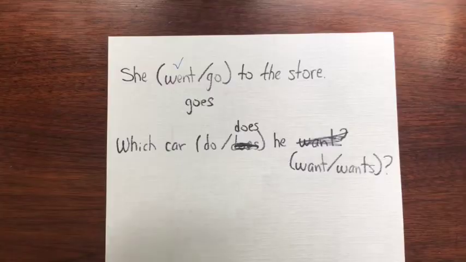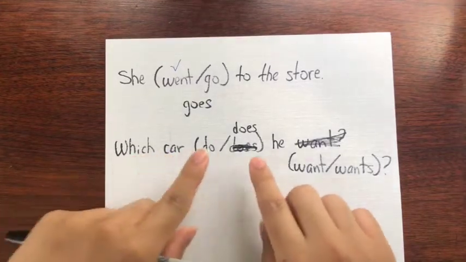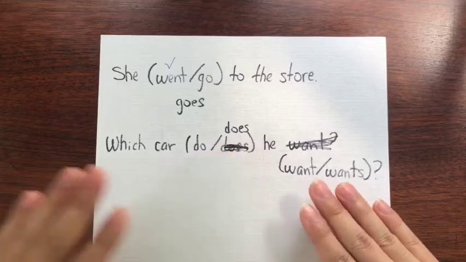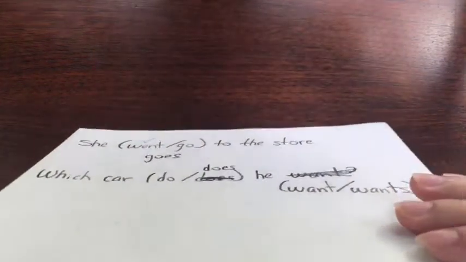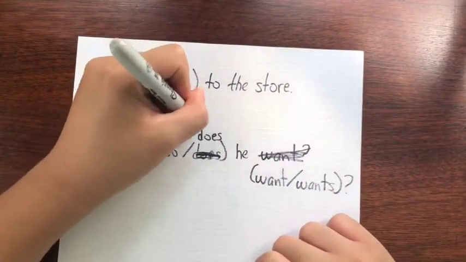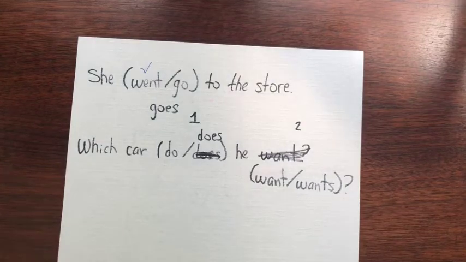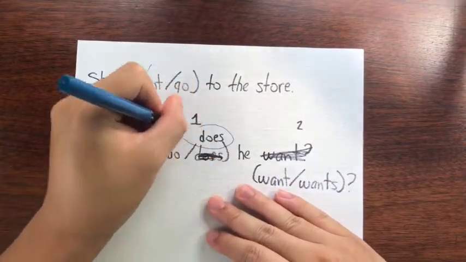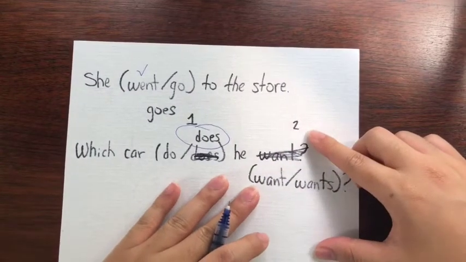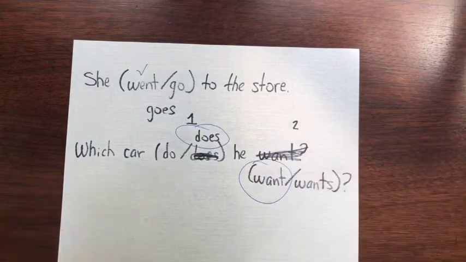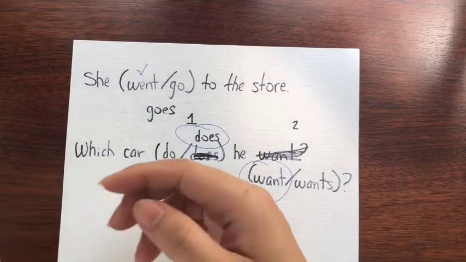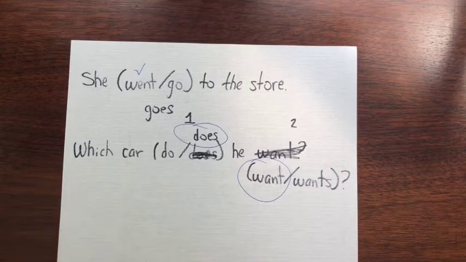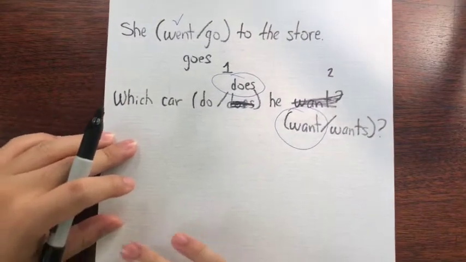What about... Okay, so now we have the sentence, which car do or does he want or wants? So what's the correct answer for these two verbs? Well, let's see. This is the first verb, and this is the second verb in the phrase. So which car? He. With he, we need to use the one with the S. Which car does he? And then this is the second verb. The second verb stays the same. Oh, that hurt. My pen. Okay. The correct sentence is, which car does he want? Which car does he want? Okay. What about this sentence?